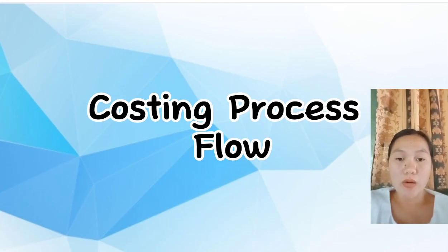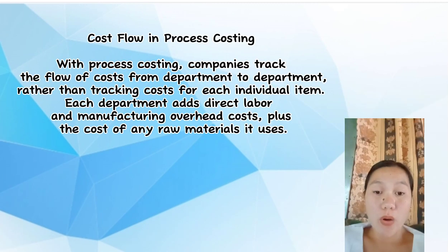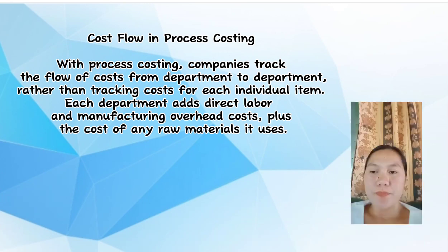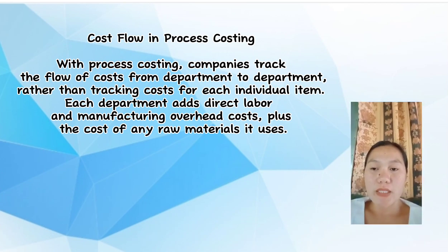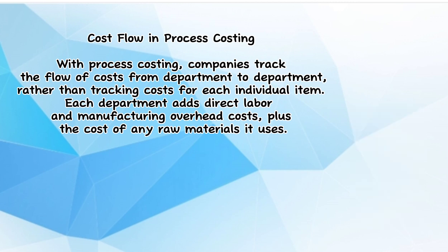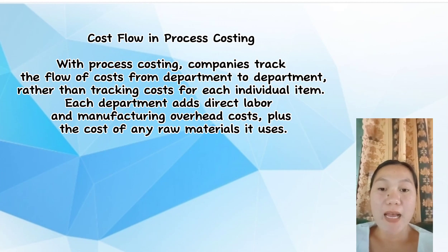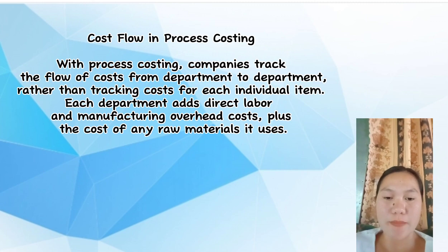Our report is all about costing process flow. Cost flow and process costing. With process costing, companies track the flow of cost from department to department rather than tracking costs for each individual item. Each department adds direct labor and manufacturing overhead cost plus cost of any raw materials it uses.